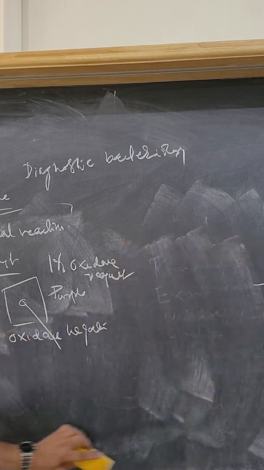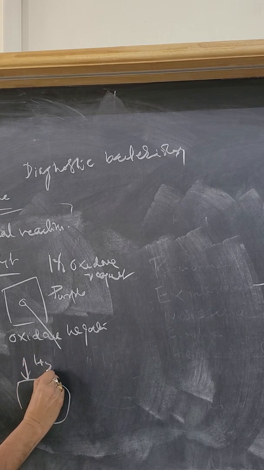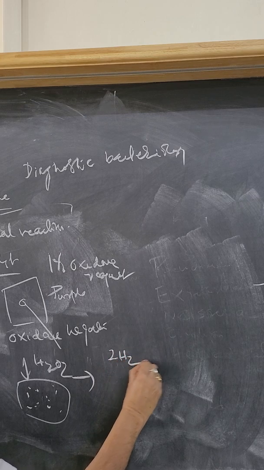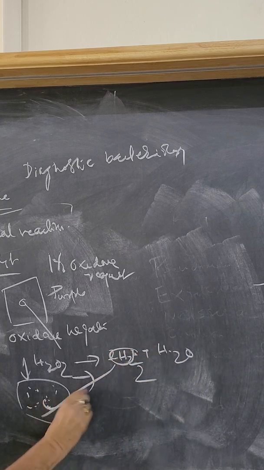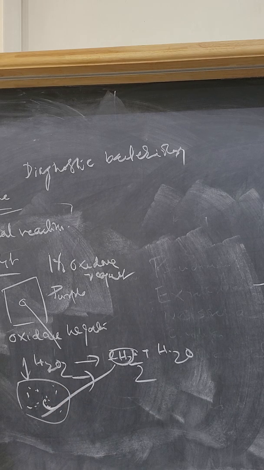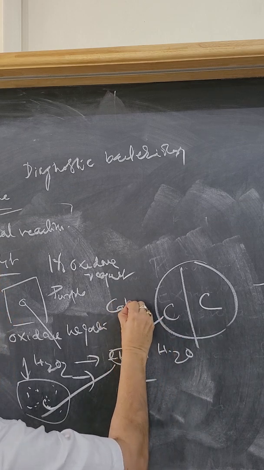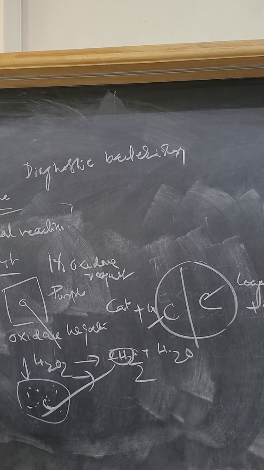Next is the catalase test, although it's not relevant here, we usually do the catalase test. Take a suspension of the organism, put hydrogen peroxide, and there will be bubbling. H2O2 is converted into water and oxygen, and the oxygen gives the bubbling. This is to differentiate between Staphylococci and Streptococci. Staphylococci are catalase positive and coagulase positive.